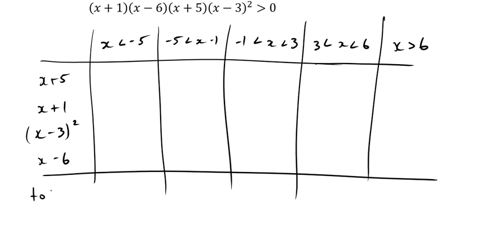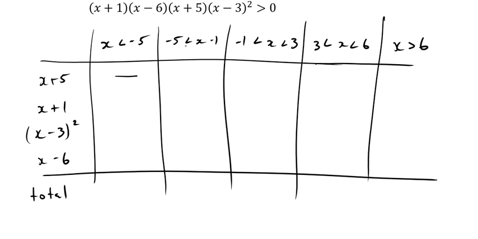And this, at the bottom, is going to be our total. So you could work across or you could work down. That would be up to you. If x is less than negative 5, I'm going to pick a big negative number again, so negative 10. Then negative 10 plus 5 is negative.